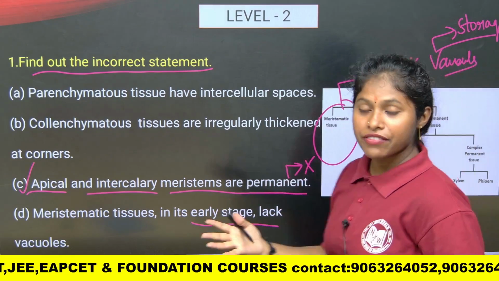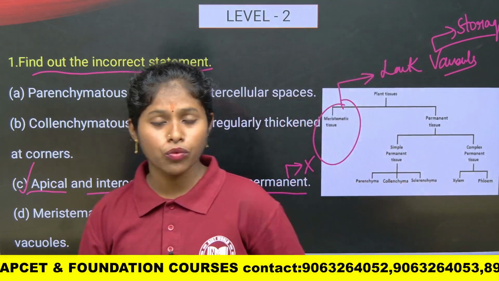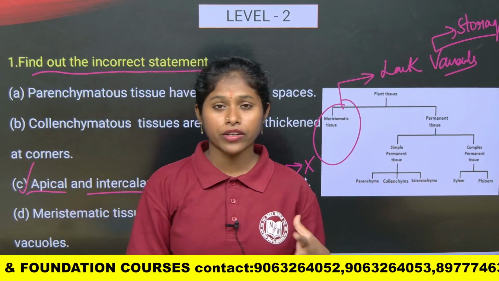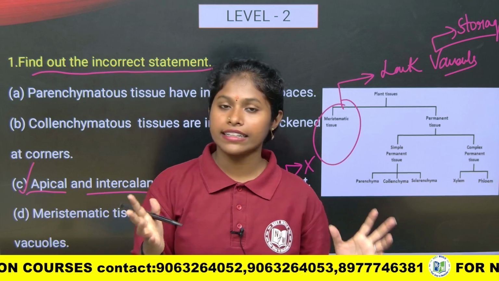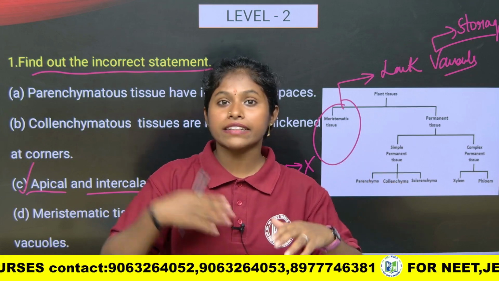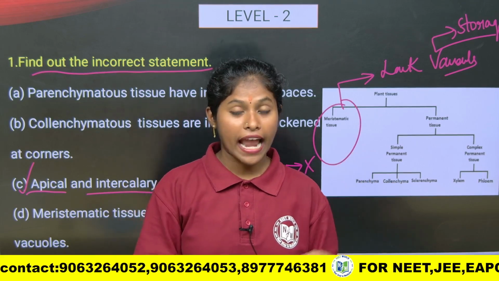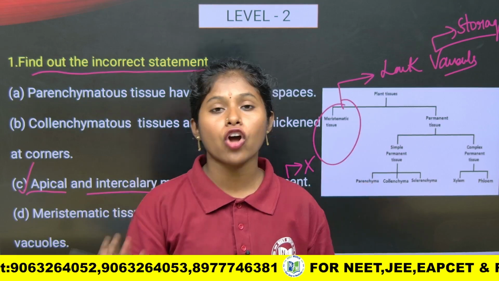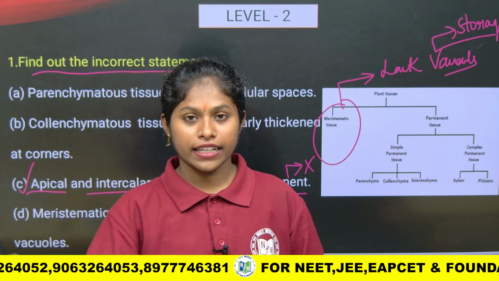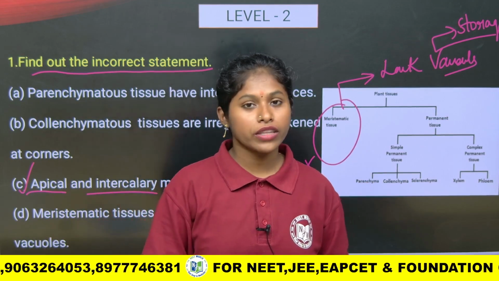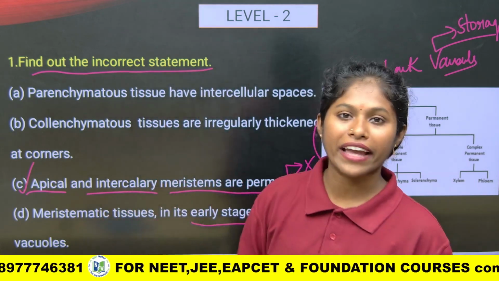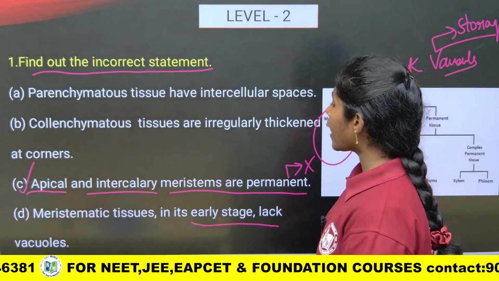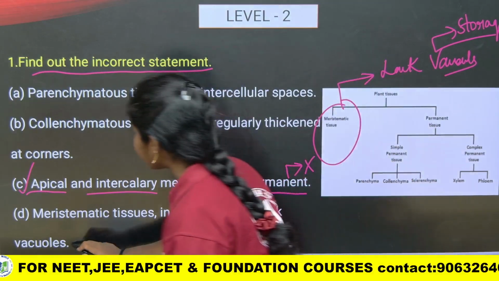As they are actively dividing cells, the vacuole function will not be there. So that is why vacuoles are not there in the meristematic tissues. They are actively dividing cells. They have a prominent nucleus and cytoplasm. They are not storing. They are dividing, utilizing the food. So there is no need for storage of food. That is why there are no vacuoles in the meristematic tissue. Right? So here it is also a correct statement.